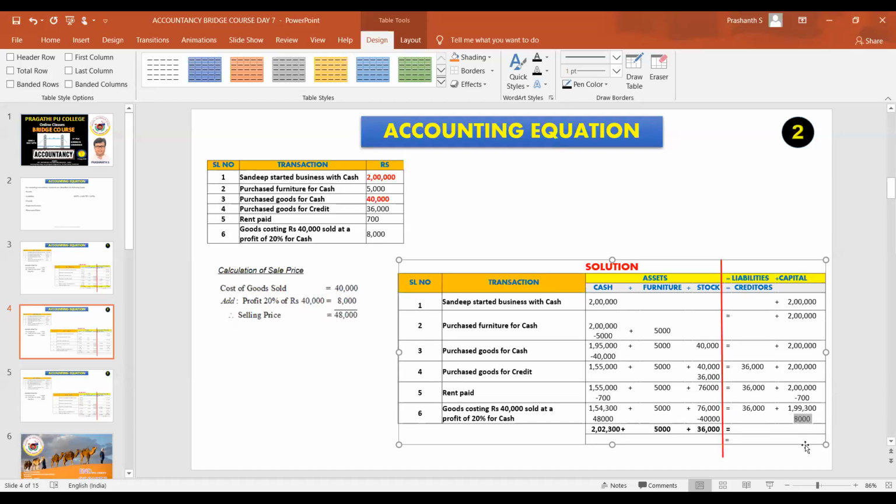So always remember, all losses and profits or incomes should come under capital only. You should remember that. That means cash is coming and getting added to the capital. So that's why the 8,000 rupees profit should get added to the capital. Now come here. This is 36,000. Let us put it like this.